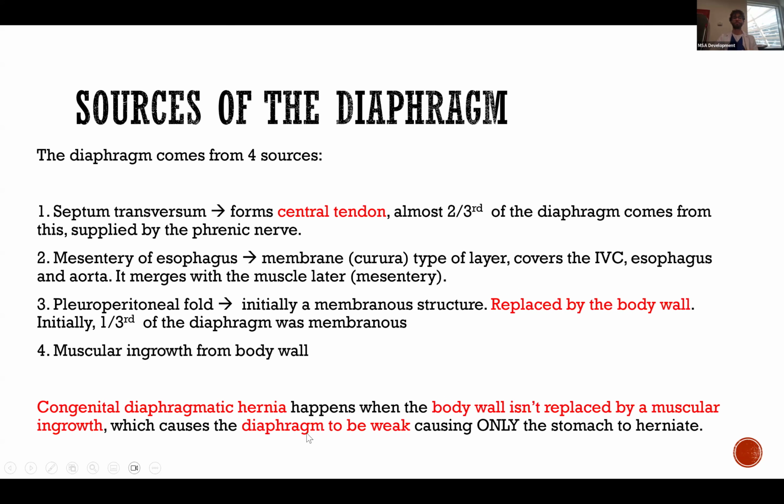This will cause the diaphragm to be weak. We don't have the muscle, we still have the membrane. Because the diaphragm is now weak, structures can bulge through it. There is one structure I want you to know that herniates, it is the stomach.